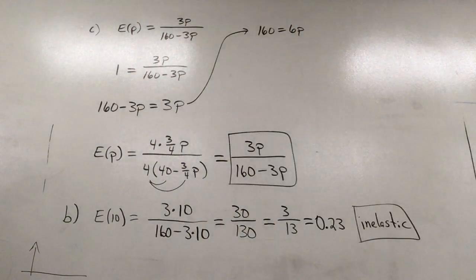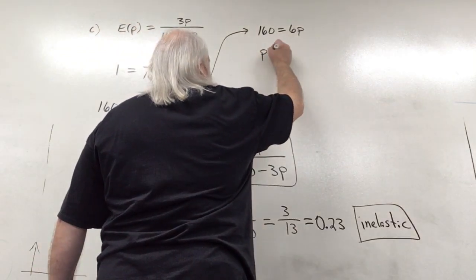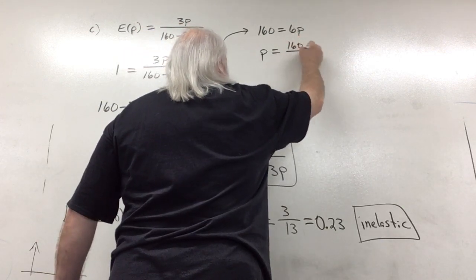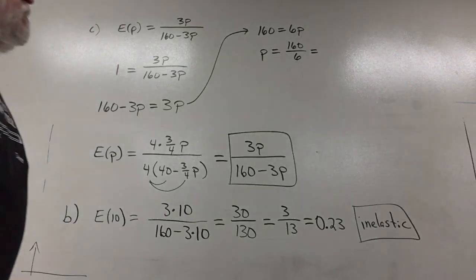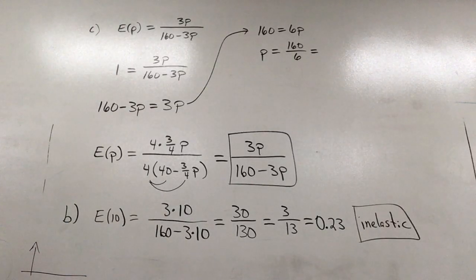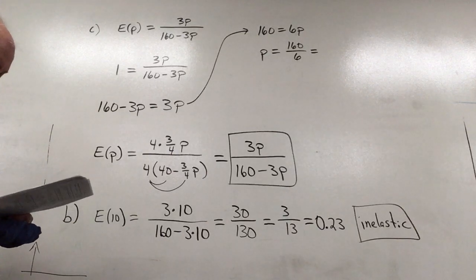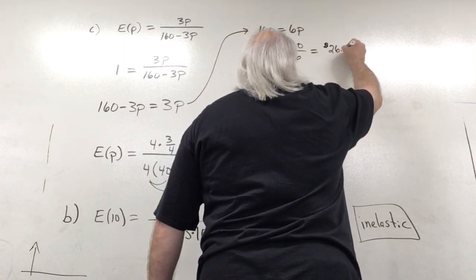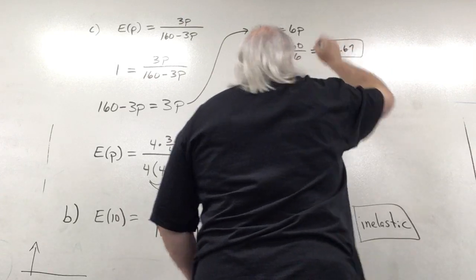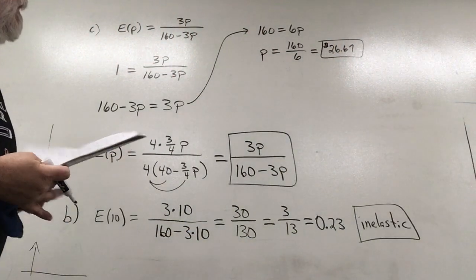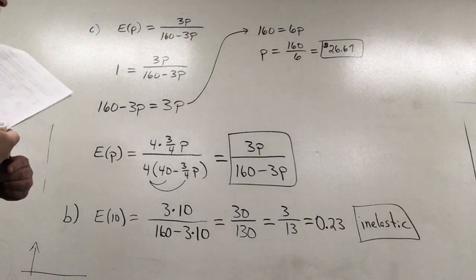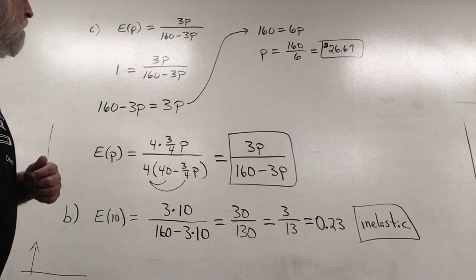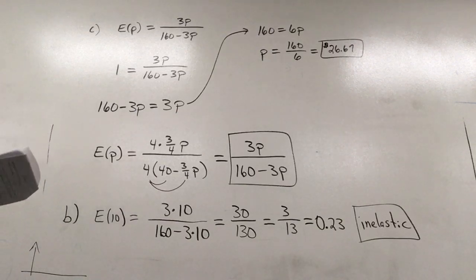And now in solving for P, we add 3P to both sides, and we have 160 is equal to 6P. And now when I divide both sides by 6 and switch both sides, I get P is equal to 160 divided by 6. And to the nearest penny, right, we round to the second decimal place, and 160 divided by 6 to the second decimal place is $26.67. So at a price of $26.67, demand is unitary. Okay? The elasticity of demand will equal 1. And we're done.